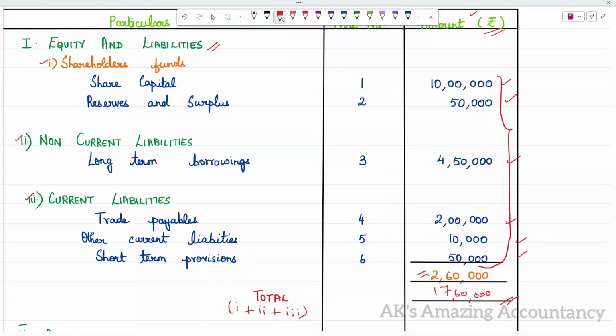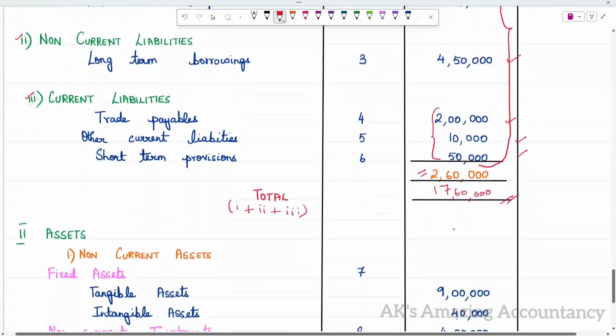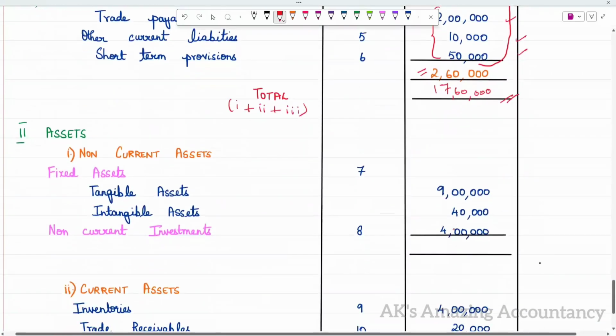Actually, this 2,60,000 represents the total of 4, 5 and 6. Okay, it's the total of current liabilities. The total of equity and liability comes to 17 lakh and 60,000. Now, let us proceed with the assets. Under assets, the first main item we have is non-current asset. Under non-current asset, we have fixed asset. Fixed asset, we have tangible 9 lakhs, intangible 40,000.